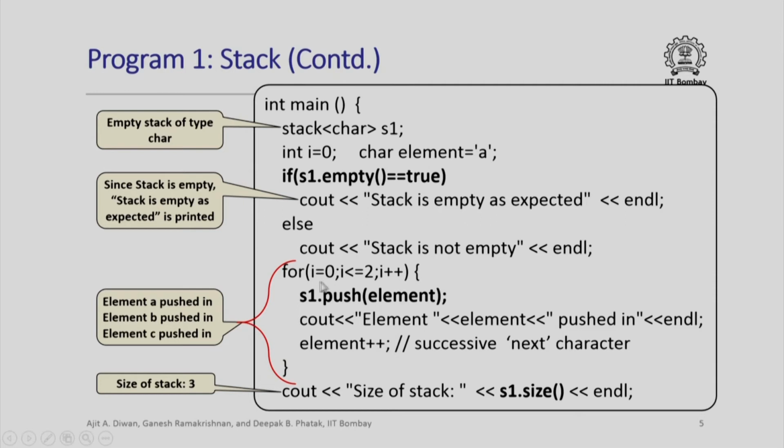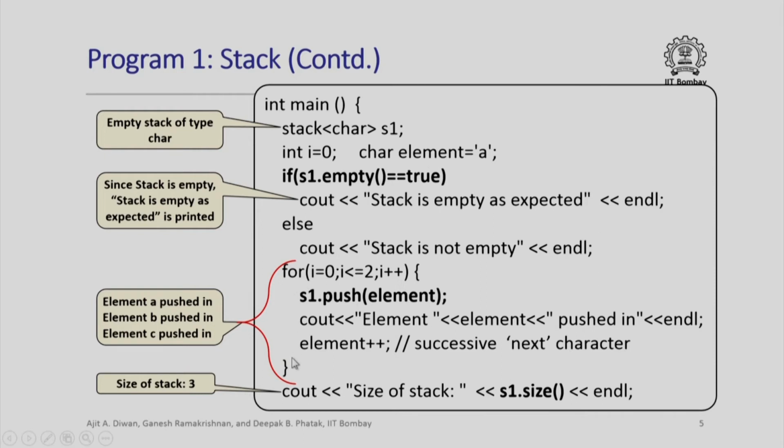Now, we are setting up an iteration for I equal to 0 to less than or equal to 2. 0, 1 and 2 will be the 3 values of I. Notice what is happening in each iteration. I am saying S1.push(element). Since the initial value of element is a, a will be pushed here. The element which is pushed will be printed out. Next, I say element++. Note that this will increment the ASCII code which is contained in element. Therefore, I will get the successive next character. When I go to the next iteration, it will push b, in the next iteration it will push c.